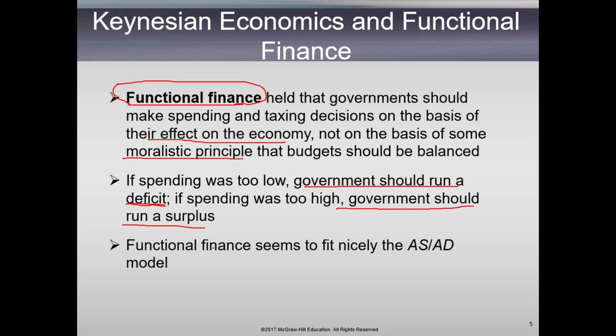Okay, so functional finance seems to fit nicely into aggregate supply and aggregate demand, because basically what it does is give us a demand shifter to the left and right. If we're not at potential GDP, we can use the functional finance point of view to justify using the government budget as one potential policy shifter for the aggregate demand curve.